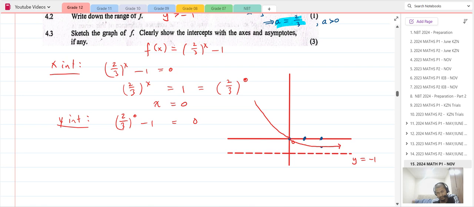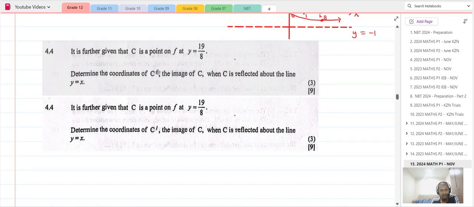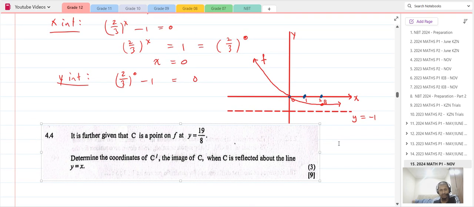So I have the function f, I have the point B, I got 1, I've got 2, right? Point B is right here. That's the x-axis, that's my y-axis, and sketch a graph of f. Clearly show the intercepts with the axes and asymptotes, if any. So there is a horizontal asymptote at y equals -1. Right, so that's my graph. Perfect. Let's move on.